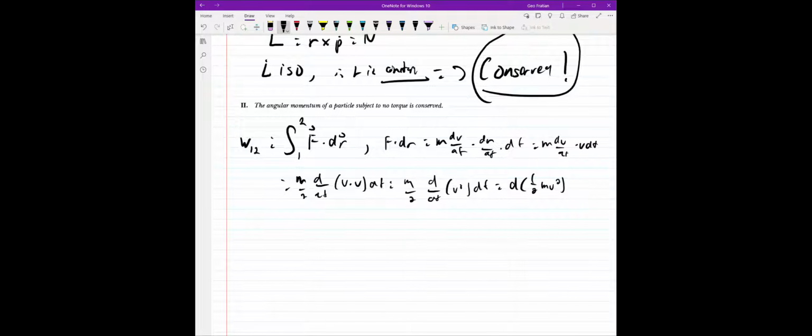Well, wait a minute, that's kinetic energy. In other words, work is equal to the change in kinetic energy. So that tells us the work from 1 to 2 is equal to T2 minus T1, or delta T, where T is kinetic energy.